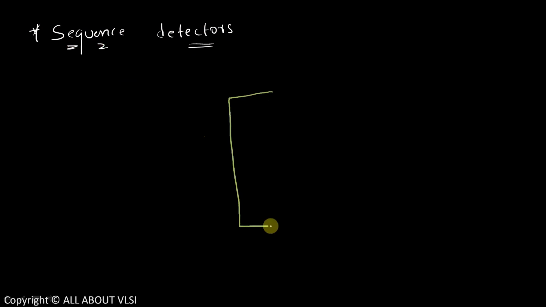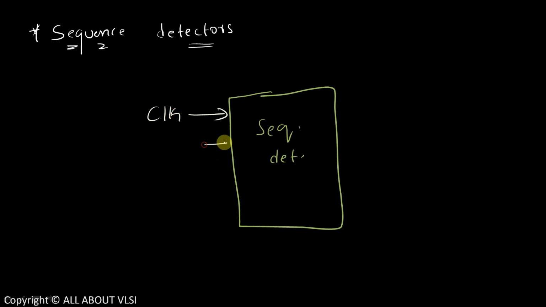Now let us see some examples of sequence detectors. Let us understand what a sequence detector is. Let's say, for example, we have a circuit which is a sequence detector, which has a set of inputs: clock, since it is a sequential circuit, reset, data in, and data out.